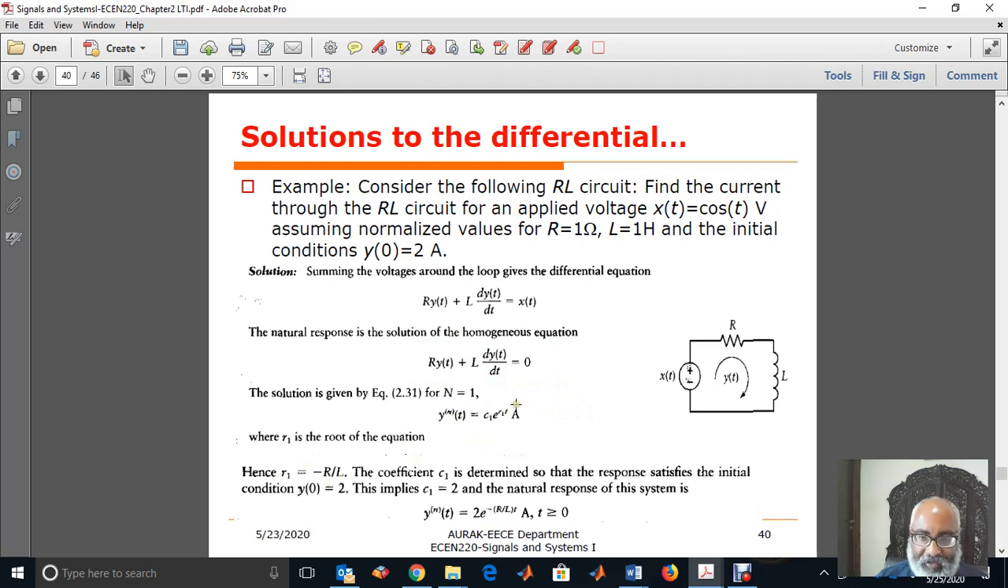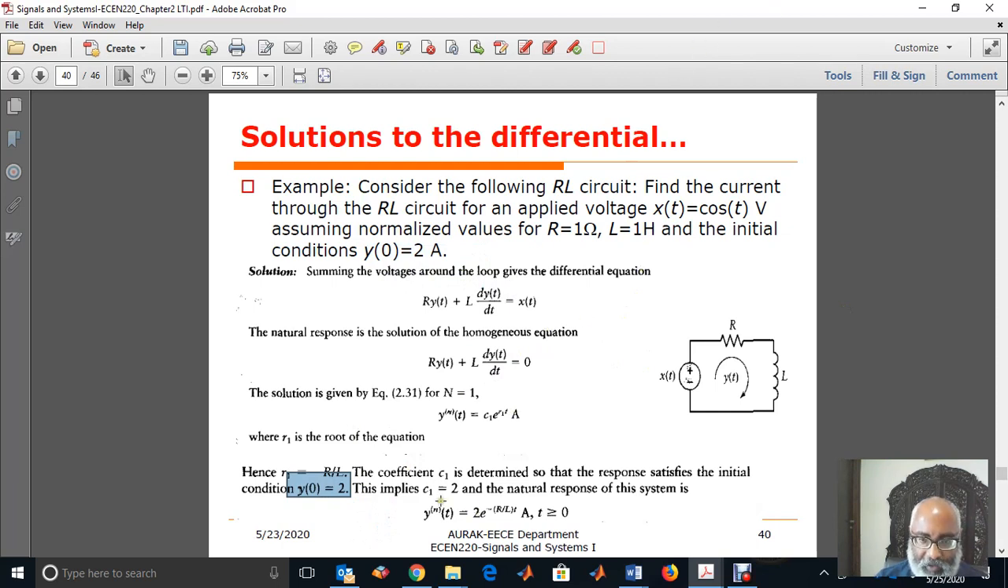So y_h of t is C1 e to the power of r1 t, where r1 is negative R over L. Now, if the initial condition is given here, it's 2 amperes. Initially, the current through the circuit is 2 amperes. So using this 2 amperes, I can solve for C1, and that will give me the natural response.